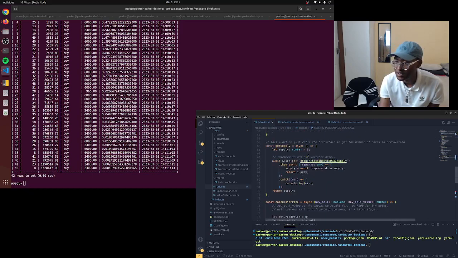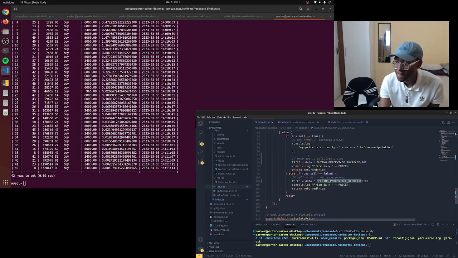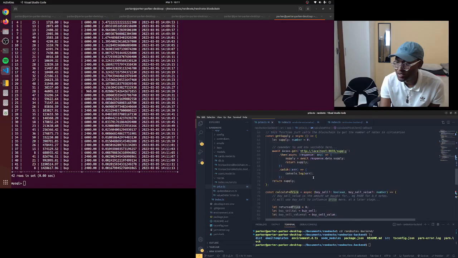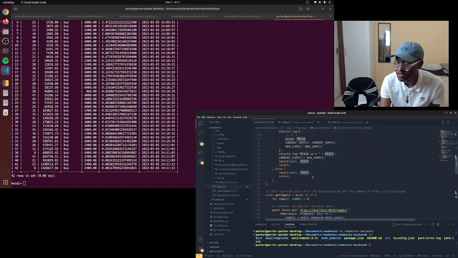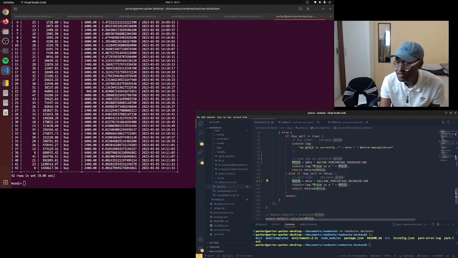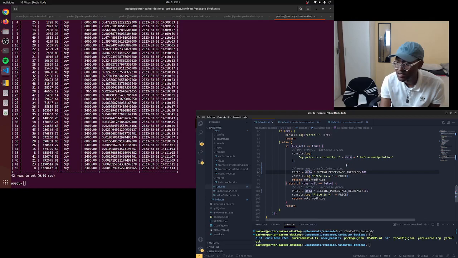Selling percentage decrease. Set the price to this. How does that influence when there's a buy order? Price is this times this divided by this. That's our new price. Oh, we're not. Geez, okay. I see what the problem is.